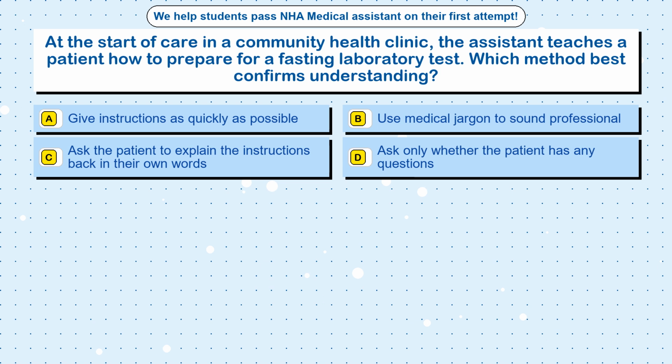Question 35. At the start of care in a community health clinic, the assistant teaches a patient how to prepare for a fasting laboratory test. Which method best confirms understanding? Option A. Give instructions as quickly as possible. Option B. Use medical jargon to sound professional. Option C. Ask the patient to explain the instructions back in their own words. Option D. Ask only whether the patient has any questions.